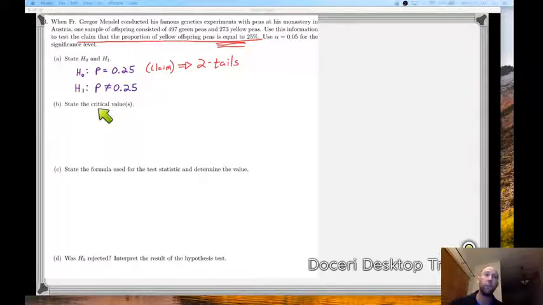Next, we want to state the critical value or the critical values. In this case, since we have two tails, we have two critical values. We're testing a claim about proportions, which lie on the standard normal distribution, the bell-shaped distribution that's symmetrical and has a total area of 1 underneath it. We want to figure out what these two critical values are. These critical values separate the rejection region from the non-rejection region.